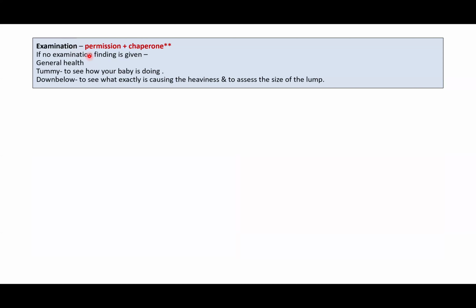So if no examination finding is given, then you can say, I would like to examine you with your permission and in the presence of chaperone, just to assess your general health. Examine your tummy to see how your baby is doing, and from down below to see what exactly is causing the heaviness and to assess the size of the lump.